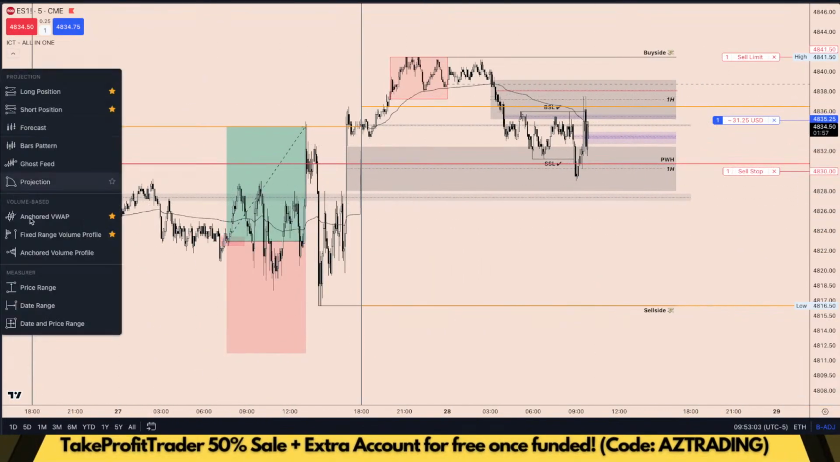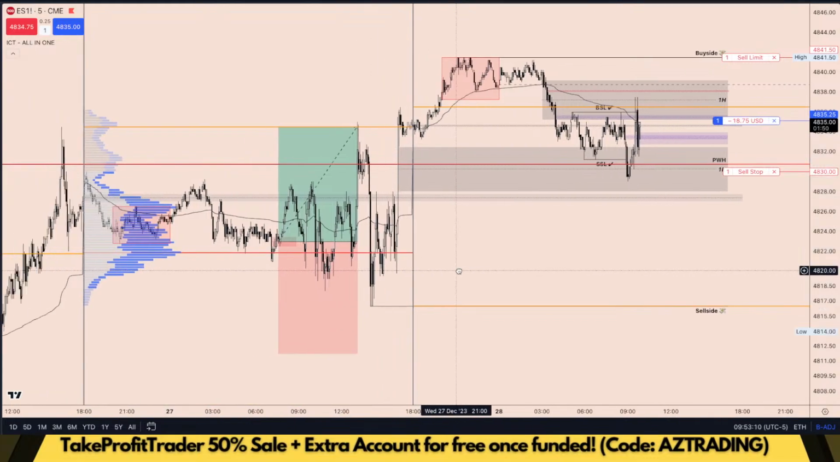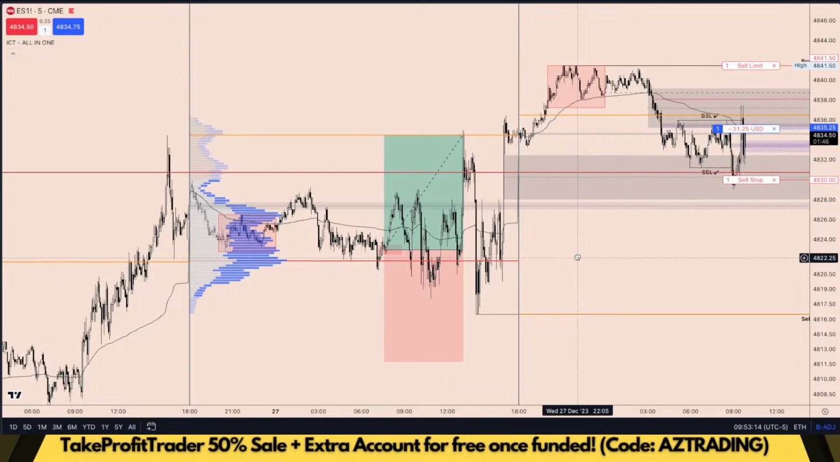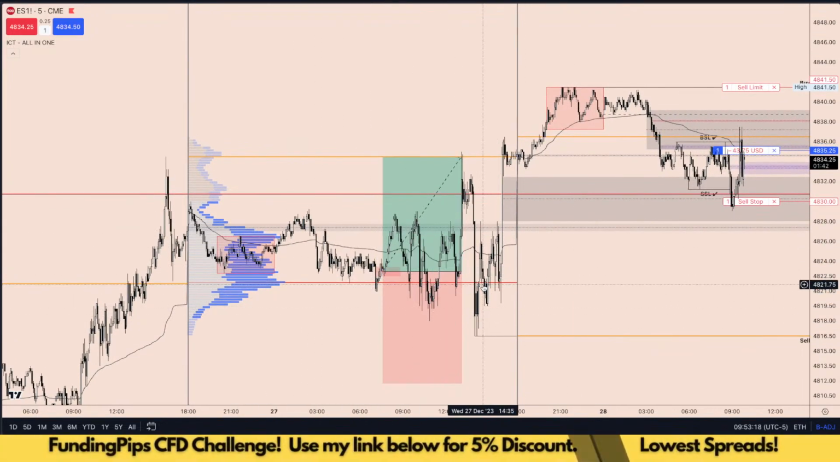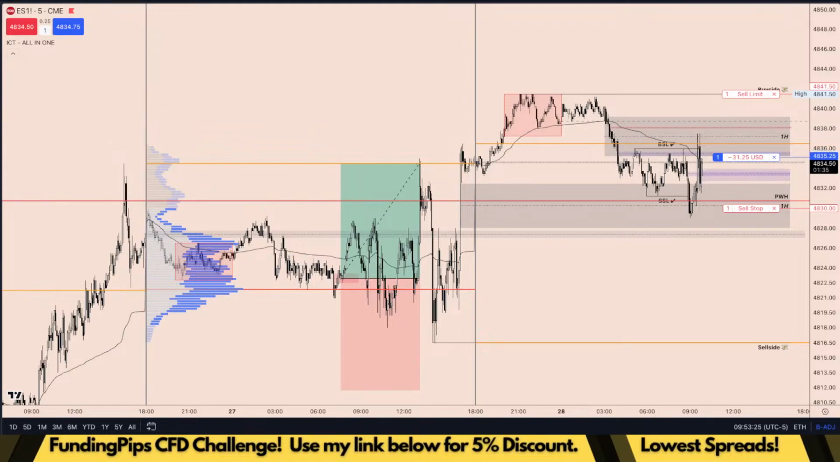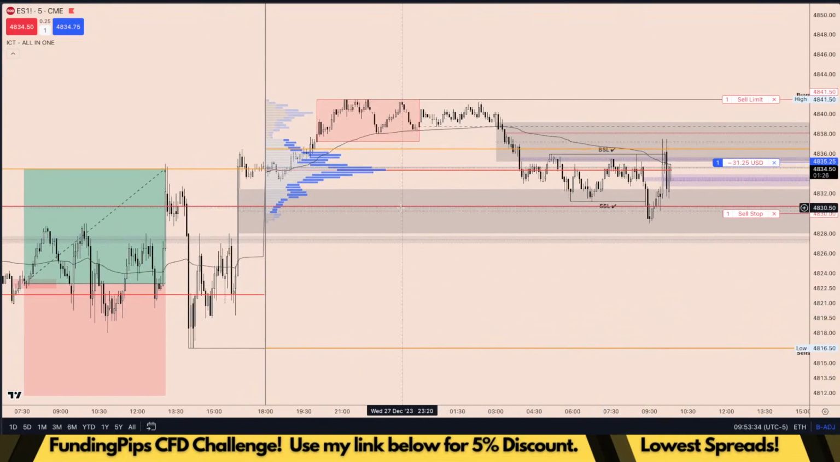Let's take a look. Volume point of control. That's where theoretically the majority of traders that positioned themselves over here would start to step in to protect their positions. Let's take a look at today's volume profile. We're right at the volume point of control right now.